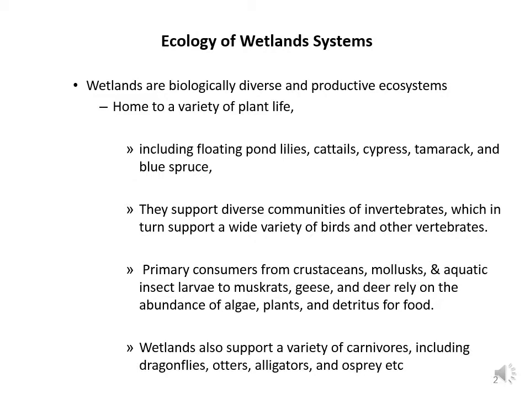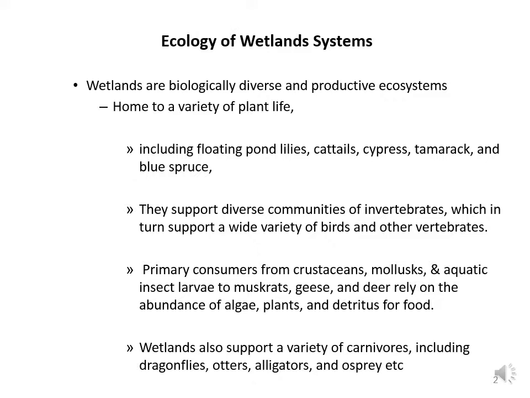Wetlands are biologically diverse and productive ecosystems, and these are home for a variety of plant life. These include the floating pond lilies, the cattails, the cypress, the tamarack, and blue spruce, and many others. Wetlands support diverse communities of invertebrates, which in turn support a wide variety of birds and other vertebrates.